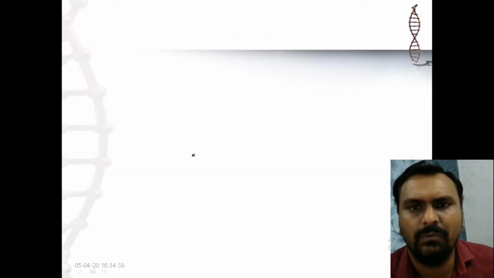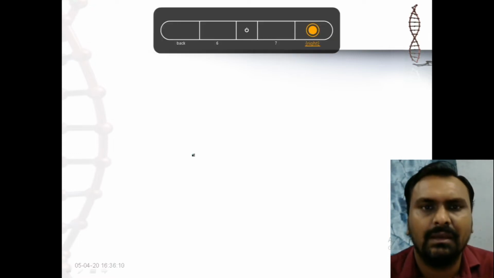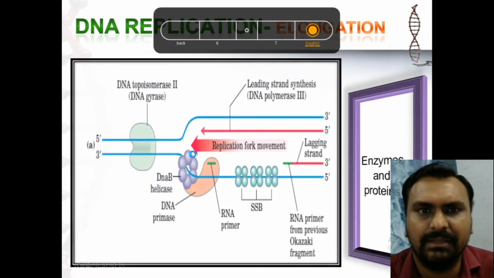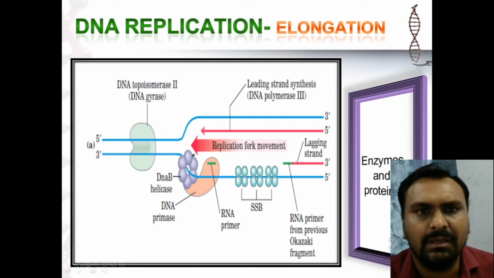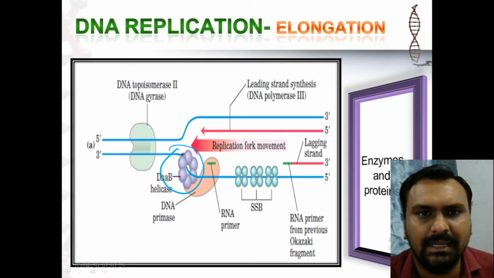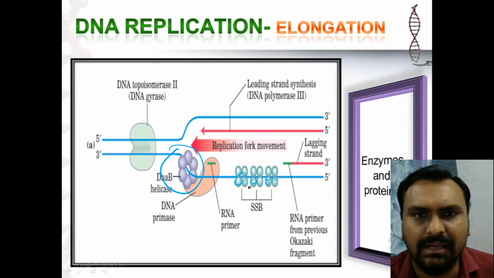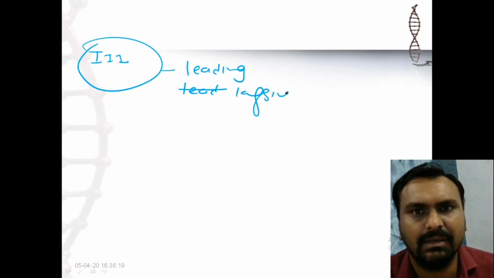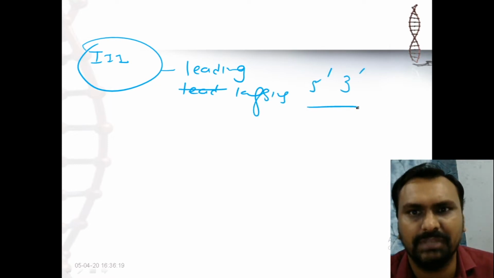So now we will see how DNA polymerase works. Okay. So you can see this DNA helicase that will unwind the DNA, and single stranded binding protein that will prevent re-annealing. So we have seen that DNA polymerase III will add nucleotides in the leading and lagging strand. Okay, it will add nucleotides in the 5' to 3' direction.